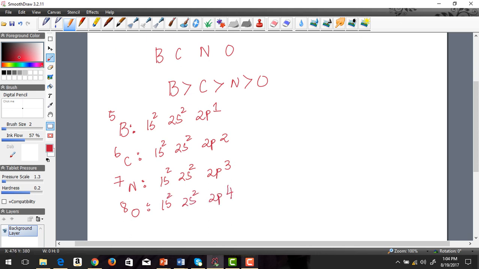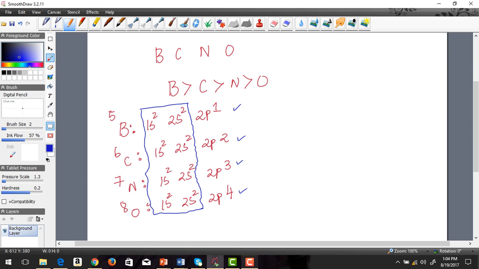What do you see is common among all 4 of these electronic configurations? Let me choose a color so I can box them. Now if you see, they're all in a row and they all have this part in common. So it is not these that govern the size of these, as to why boron is bigger and oxygen is smaller. It is this right here that governs the size.